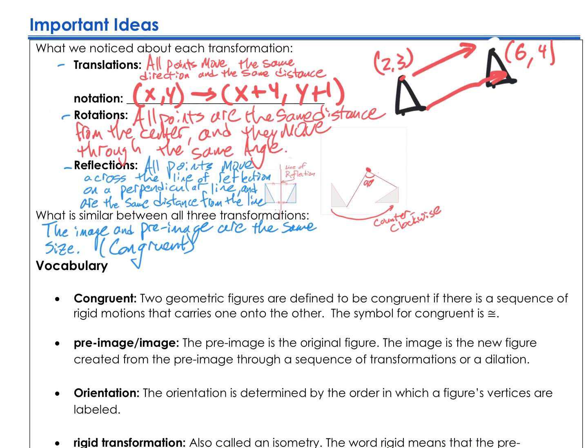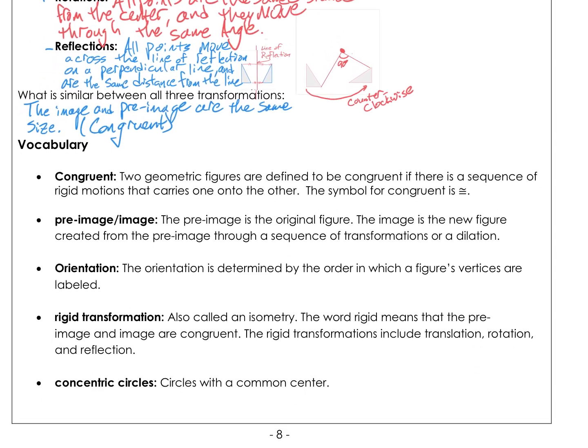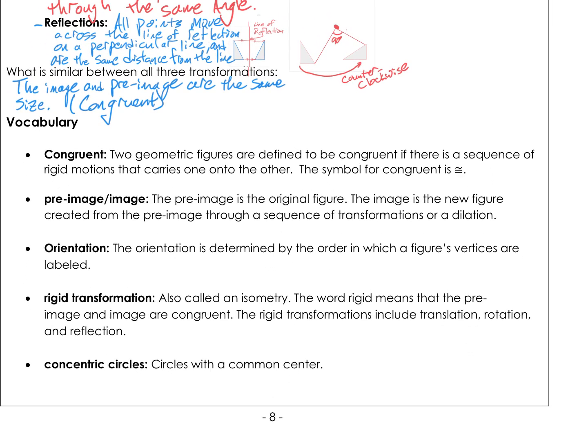These are the big ideas of what we learned in this section. Some vocabulary real quickly. This word congruent, we're going to use a whole lot. Congruent means that two figures are defined to be congruent by a sequence of rigid motions. Rigid just means they don't change shape. That's using translations, rotations, or reflections, and we say that it carries one onto the other. The symbol we use is the congruent symbol. If we can come up with some transformations to move one to the other, that means it's congruent.